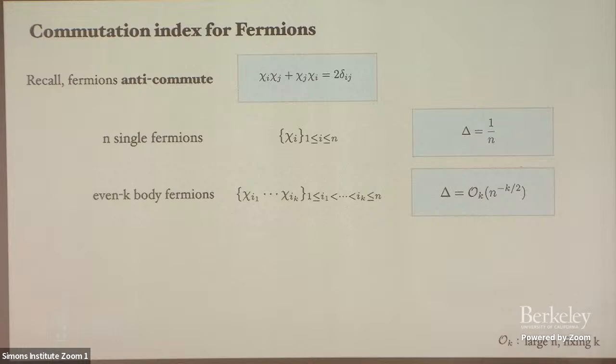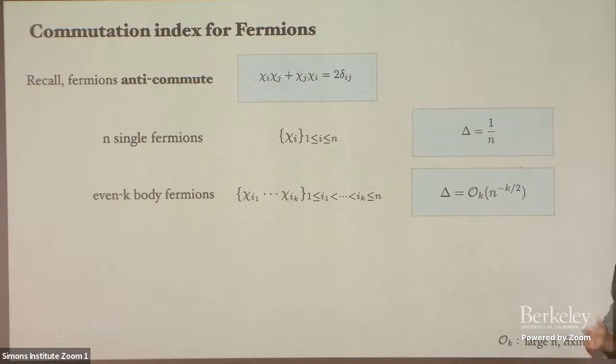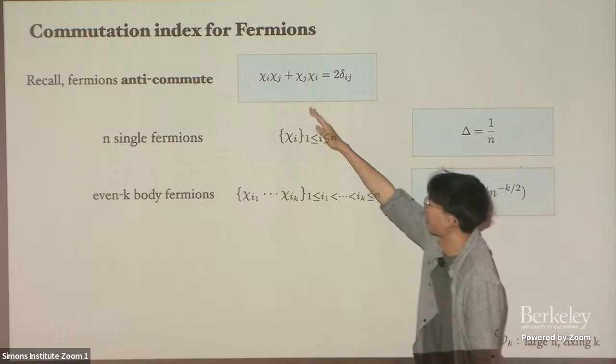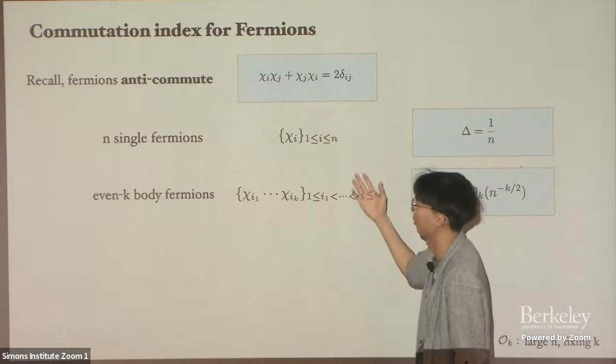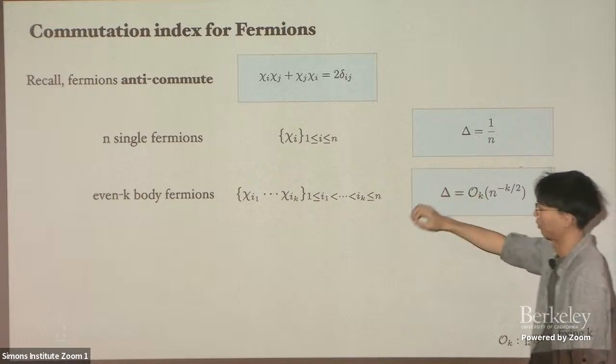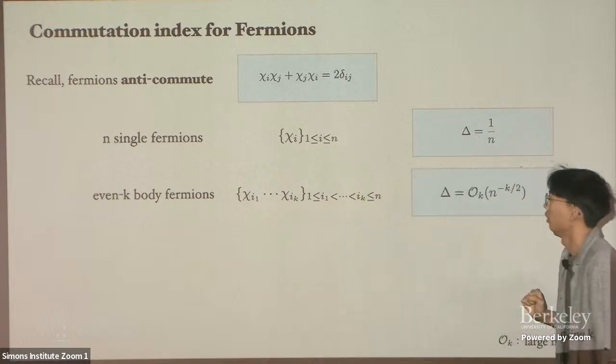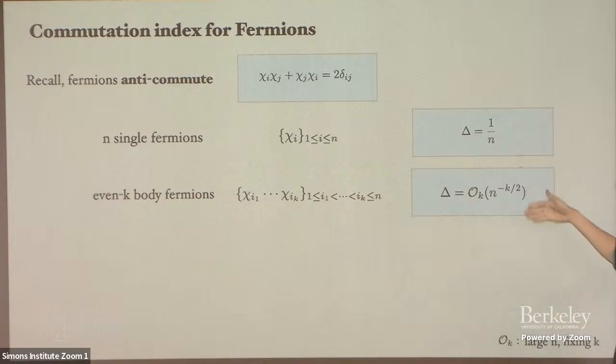So what about fermions? It turns out that for fermions these numbers are actually much smaller. So in some sense, they're much more non-commuting. So recall there's this anti-commutation relation that physicists tell you, and then you can try to do this for fermions, or these K-body fermions. And then this ends up being how it scales. This ends up being a more involved calculation.